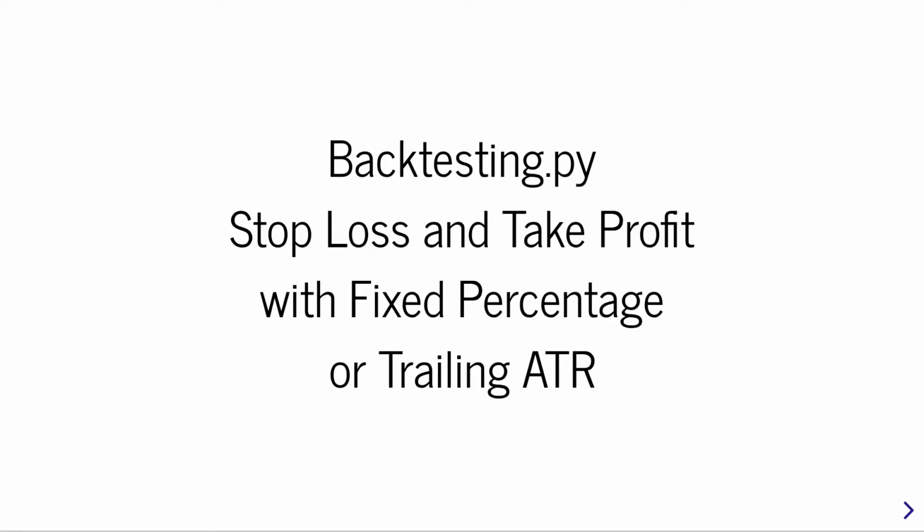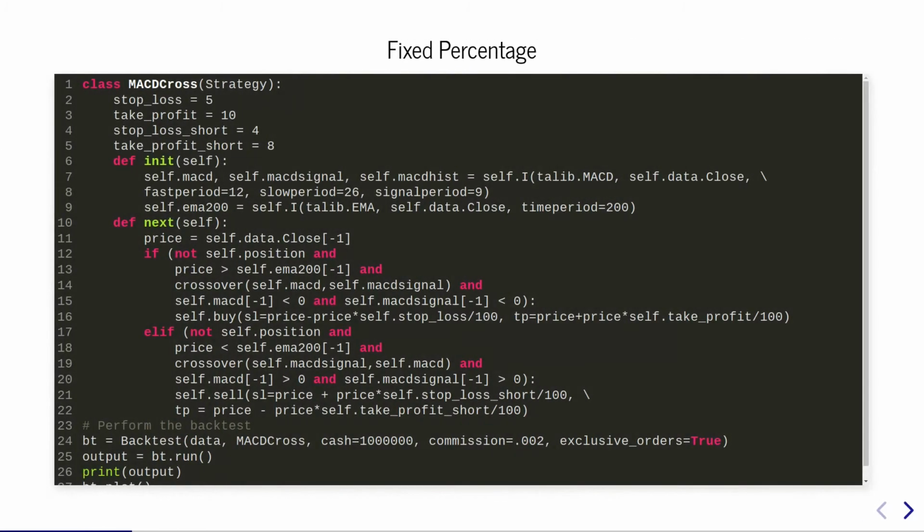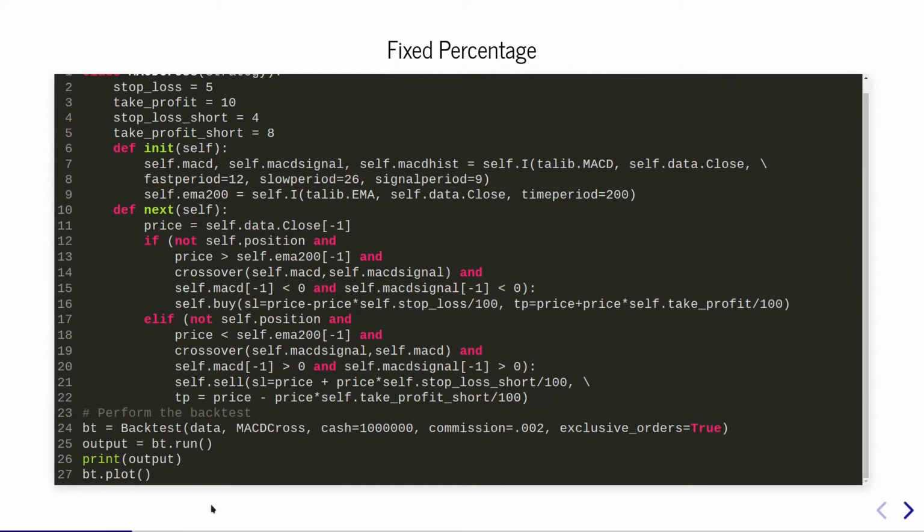Backtesting POI code for stop loss and take profit with fixed percentage or trailing ATR. Some of the viewers asked about how to set stop loss and take profit targets while using the Python module Backtesting POI. In this video I will show how to use these both as fixed percentage and as multiples of average true range, ATR. I will only show the code inside the strategy class. I assume you know how to get the data. You may want to check out my introduction video, Backtesting POI.